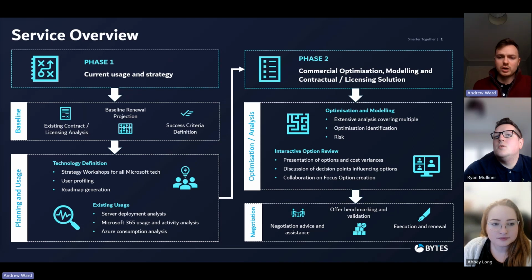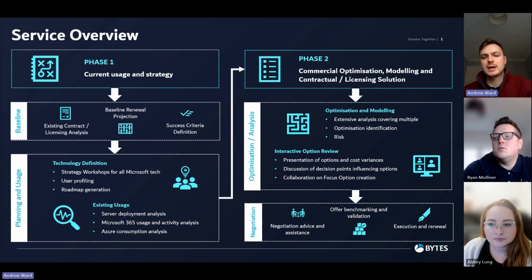So this is for our commercial advisory service. This is available to all Bytes customers to look at their renewal, typically from 6 months beforehand up to the renewal, but it can be done sooner depending on requirements. Ultimately, we're looking to help customers get the best commercial option for their Microsoft renewal. There are lots of things factored into a commercial advisory service, and I haven't got time to go through all of them, but when we're looking at our journey to E5, one of the key things we want to focus on is planning and usage. So understanding what we want to be doing going forward, and then looking at the options that Microsoft gives us from a renewal point of view.